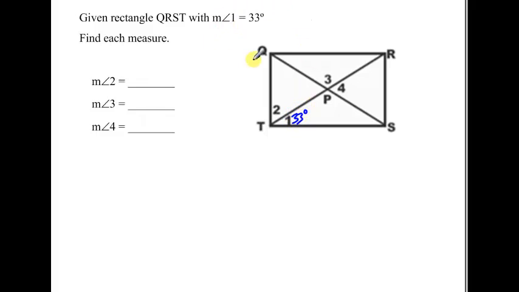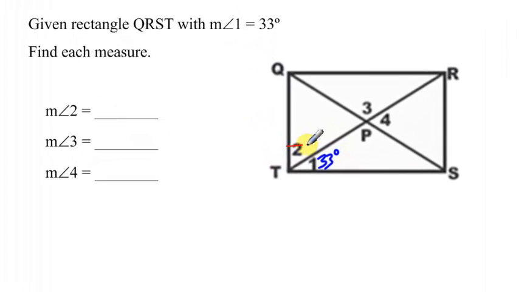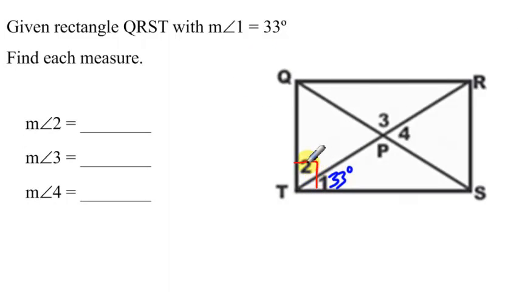Now we know it's a rectangle, so I think it's important that we mark a right angle. All these are right angles, and that gives me a chance to find my first one. What's the other piece of the right angle? If angle 1 is 33, how much is left over for angle 2? So angle 2 is going to be 90 minus the 33 portion of it. How much is left over? 57 degrees for angle 2.